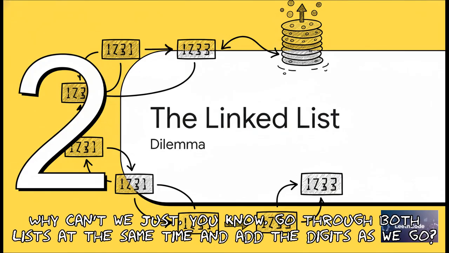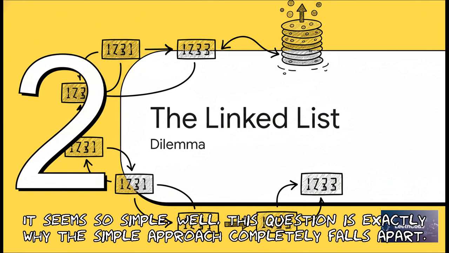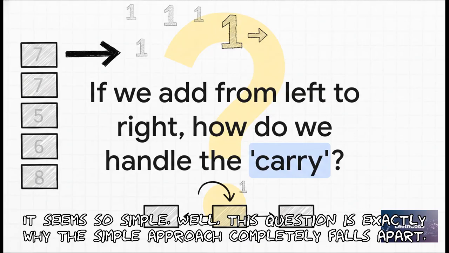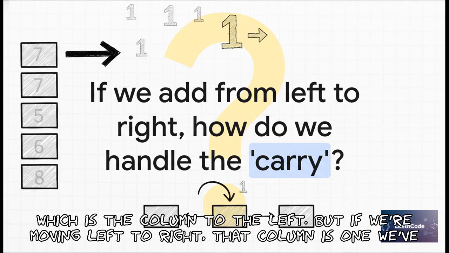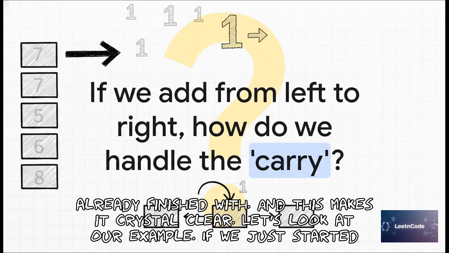Why can't we just go through both lists at the same time and add the digits as we go? It seems so simple. Well, this question is exactly why the simple approach completely falls apart. When you're adding and a column goes over 9, you have to carry the 1 over to the next column, which is the column to the left. But if we're moving left to right, that column is one we've already finished with.